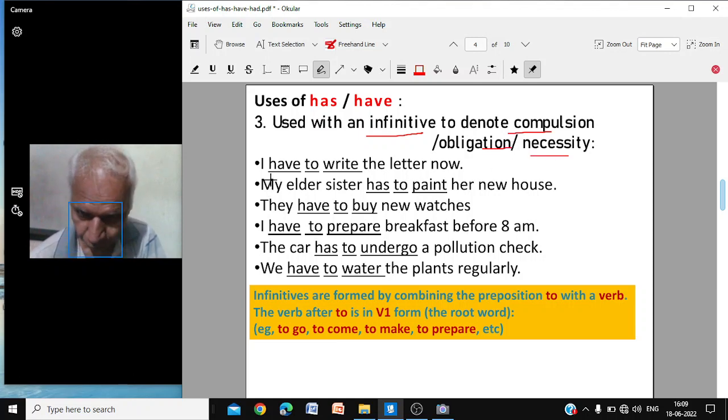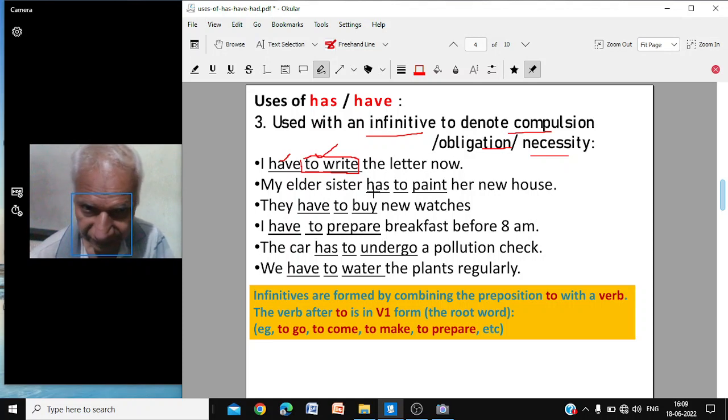Has or have is used with an infinitive to denote compulsion or obligation or necessity. I have to write. To write is an infinitive. To followed by a verb is infinitive. So has or have followed by an infinitive. I have to write. That's compulsory for me.